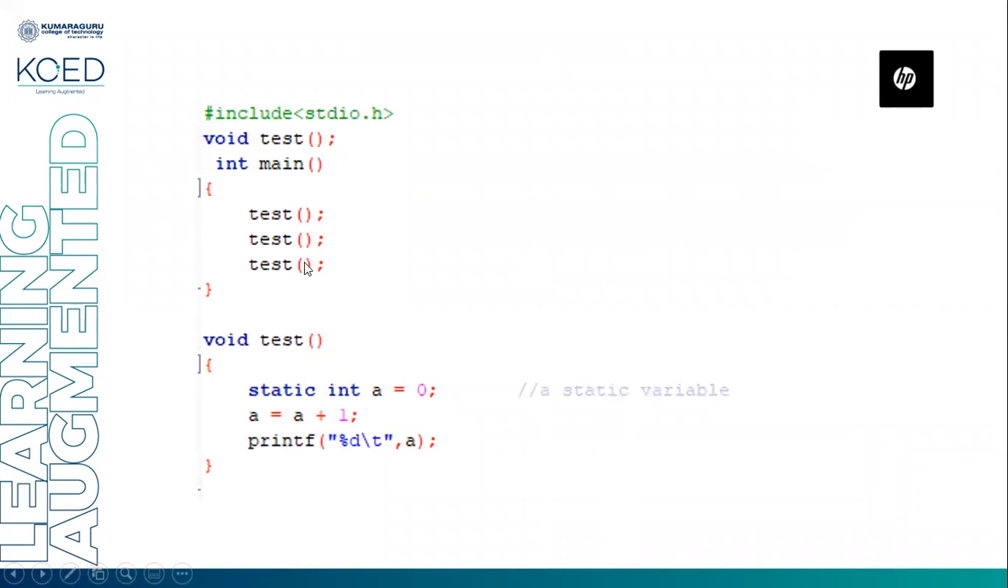Next time I call the same function, it won't initialize again. It will just perform a equal to a plus 1. A's value is 1, 1 plus 1 equals 2. It will print the value 2. Next time I call the function test, it will print 3, because the existing value 2 plus 1 equals 3.